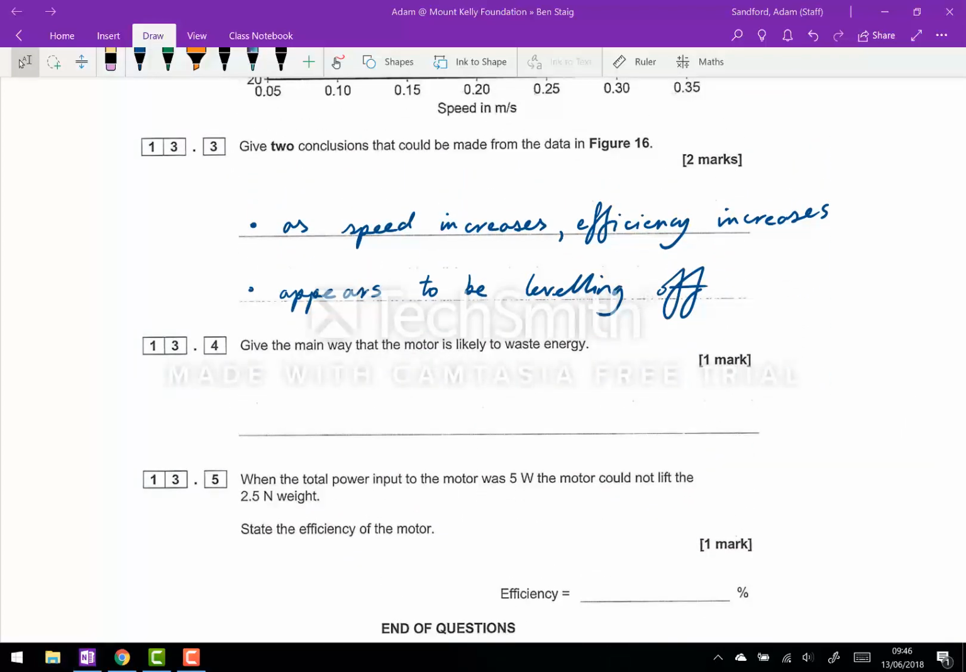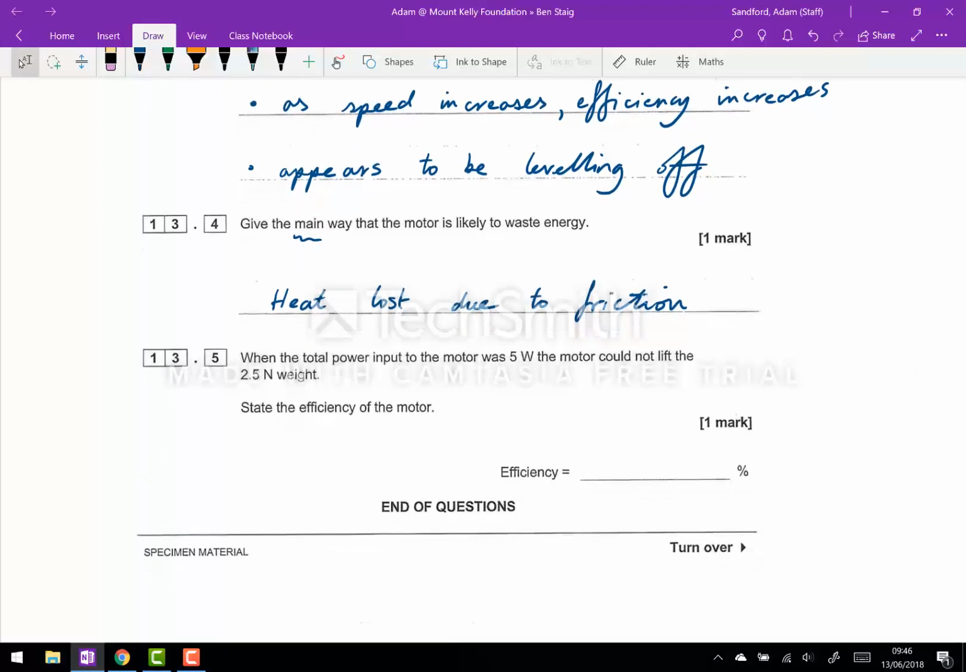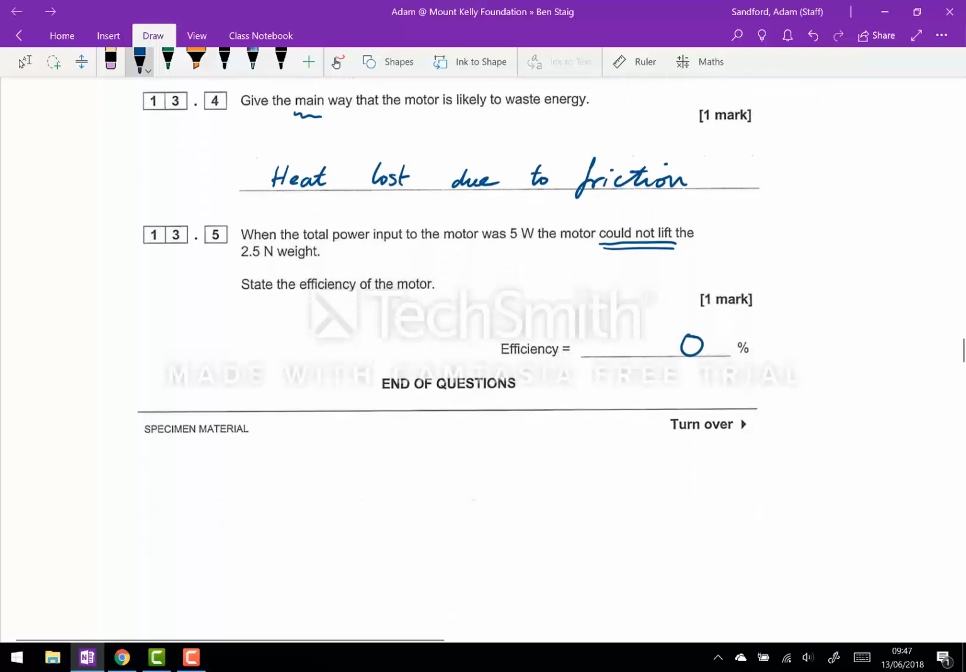The main way will be heat lost due to friction, not sound. Okay, it will make a noise, but that's not the main way. Okay, and when the total power input to the motor was 5 watts, the motor could not lift. So it could not do its job, and therefore it was 0% efficient. Caught a few of you out that you tried to do calculations, and it's a calculation you simply couldn't do.